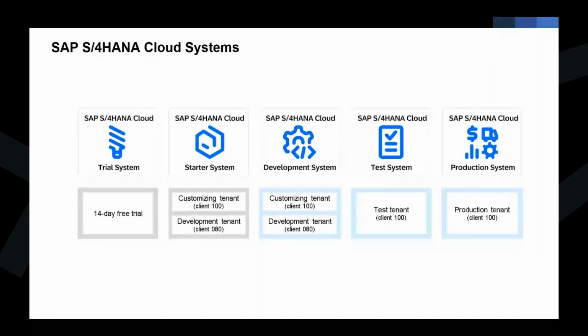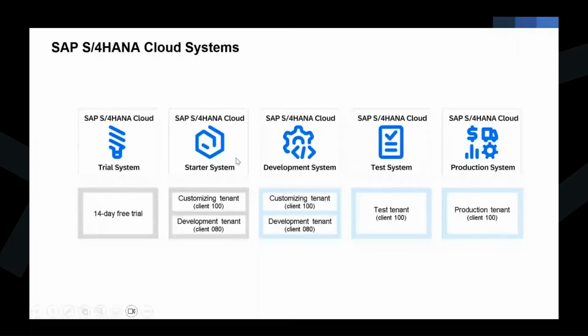So what is the purpose of the starter system? The starter system will be used to conduct the fit to standard workshops. Now, fit to standard workshop is a new approach through which we gather the requirements from the customer. So we explain the end-to-end business process, which is possible in SAP S/4HANA Cloud, and we take the feedback from the customer whether it is meeting the requirements of the customer or they want any customizations. So in order to demonstrate the standard best practices, which we discussed yesterday, we use the starter system.